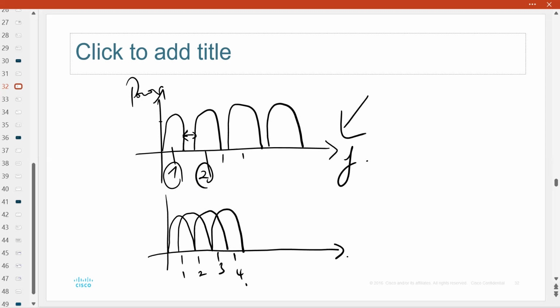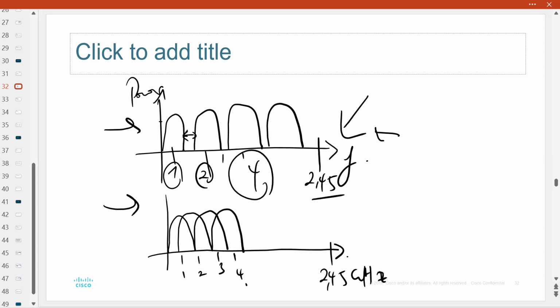The major difference between this one and this one is in terms of the bandwidth that is being saved. If our frequency range here is 2.45 gigahertz, how many channels can we accommodate? With FDM we can only accommodate 4 channels here. But with OFDM, however, we can accommodate more. We can have 5, 6, 7, 8 channels. We can have more channels because we are using OFDM.